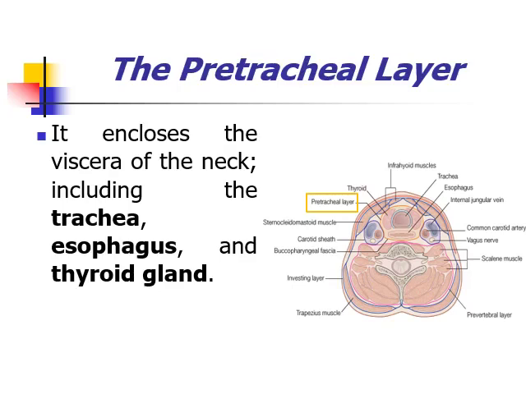The one before the last of the layers of fascia that are considered to be deep fascia of the neck is called the pretracheal layer of fascia. The pretracheal layer of fascia encloses the viscera of the neck, mainly the trachea and the esophagus, along with the thyroid gland.